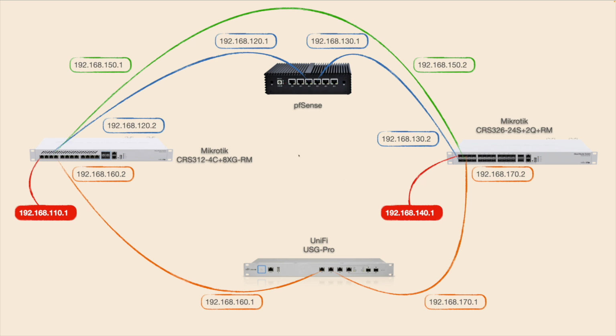I'm going to use 4 routers from 3 different vendors. Mikrotik routers have very good support for RIP. Everything works out of the box. For pfSense, it's not officially supported, but not a big deal. We can try to make it work. For UniFi USG or USG Pro, it's kind of a gray area. It's somehow supported, but not completely supported. We will talk about that.